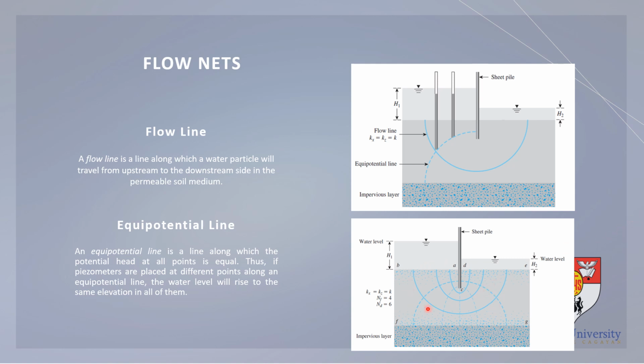So we have here the number of flow lines designated by n sub f, which is the number of flow lines. You just count them. 1, 2, 3, 4.